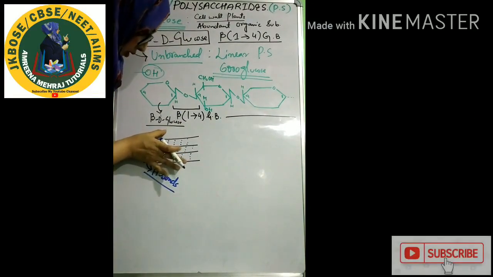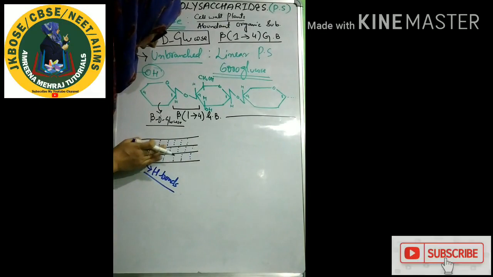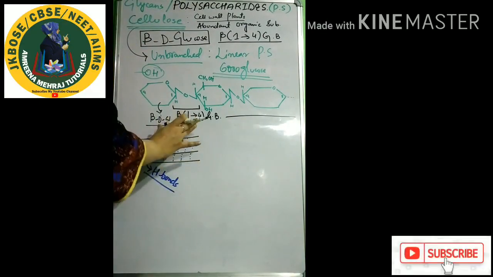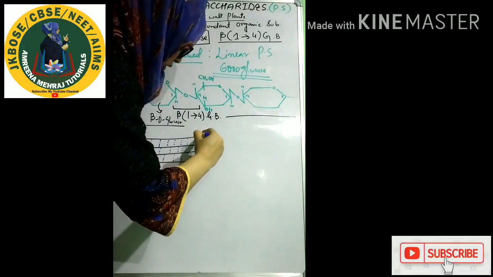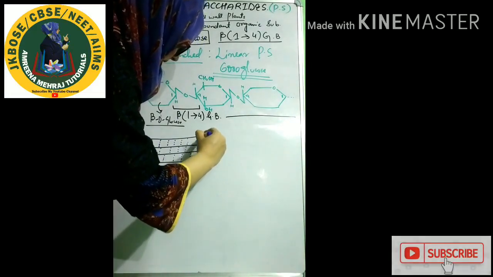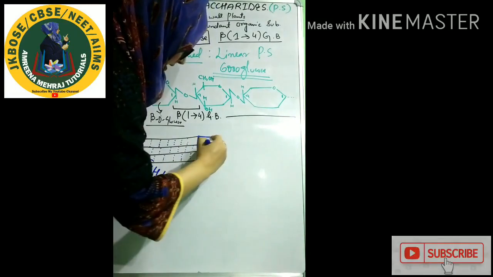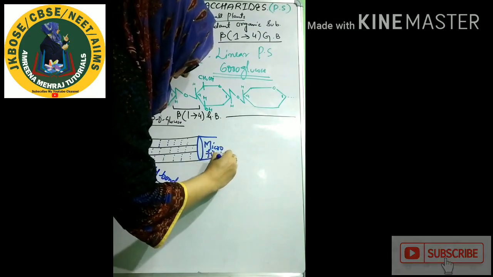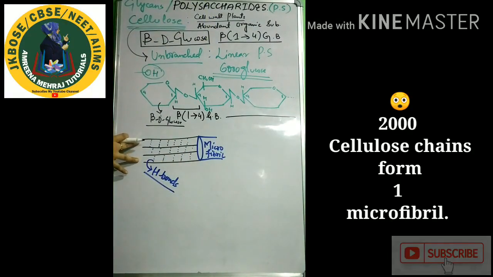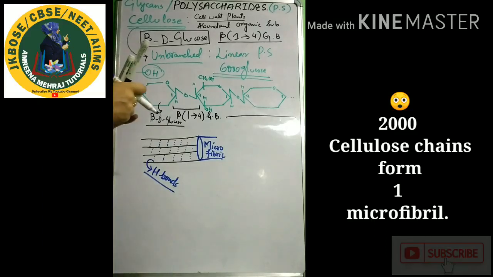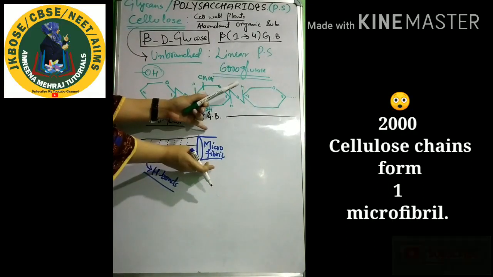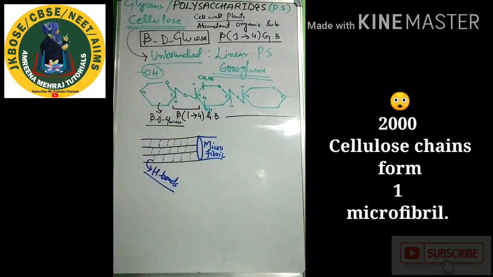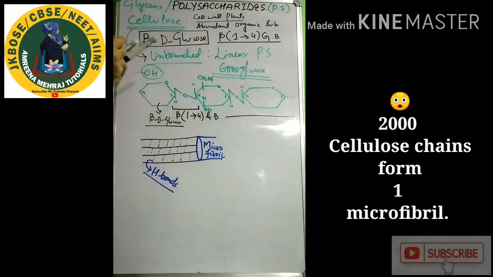Now this arrangement over here, in which you have different cellulose chains interacting with each other, makes a group which is called a microfibril. Okay. So when you have many cellulose chains attached to each other with the help of what? With the help of hydrogen bonds, you call this arrangement a microfibril. So you have thousands of such chains present in a microfibril.